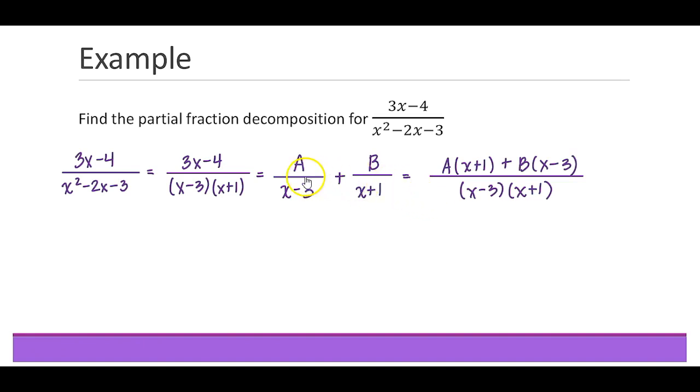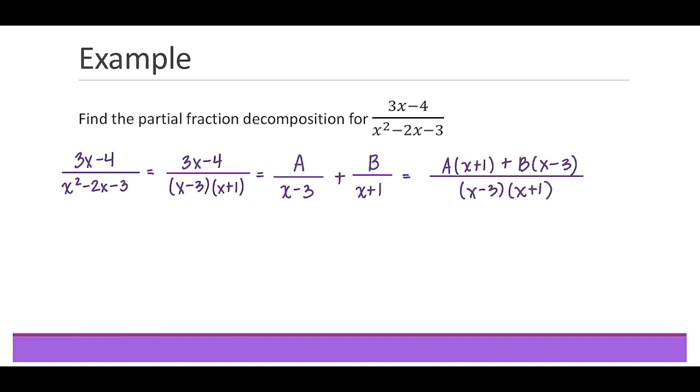So again, we're in search of these values A and B, and it has to be true here. We can kind of follow the string of equalities. The denominators are the same, the quantity x minus 3 times the quantity x plus 1. So if we really want these to be equal, we're essentially setting their numerators equal to each other.